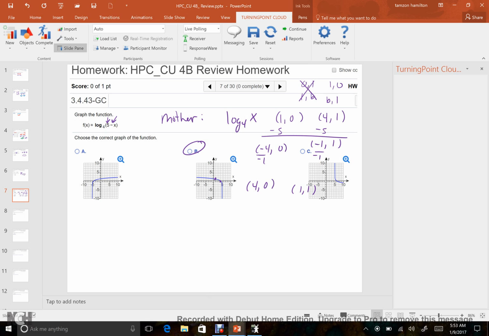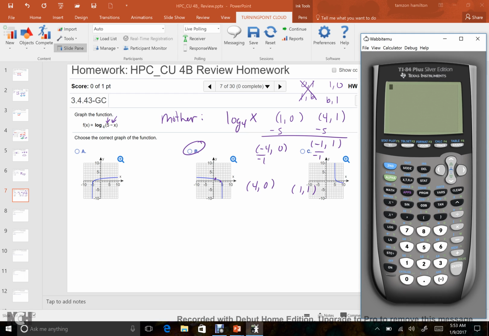There he is. Alright, so what you would have to do is go to y equals, clear out all this stuff, but you're going to have to change the base because the calculator doesn't understand base 4. So you're going to have to type log of 5 minus x divided by log of 4. That's change of base. So if I graph that, then you can see that the graph is actually B.